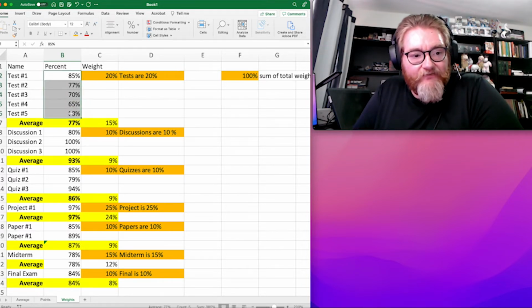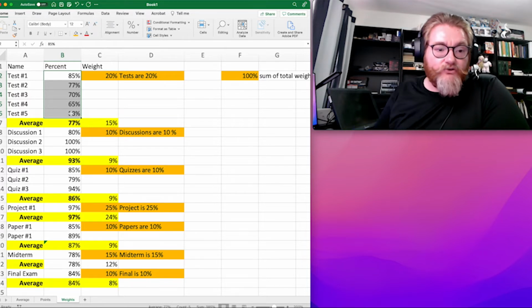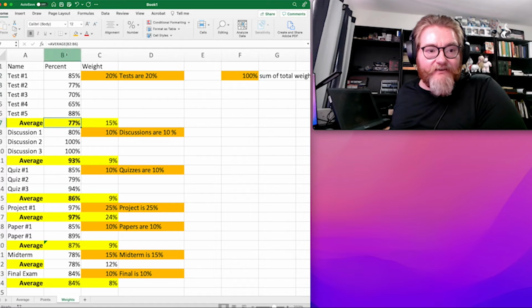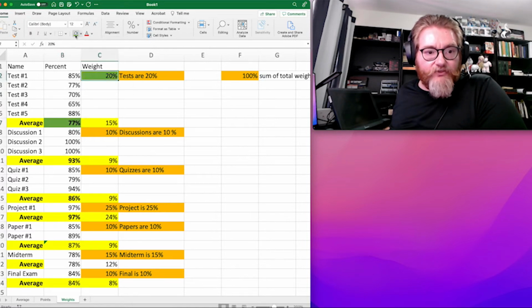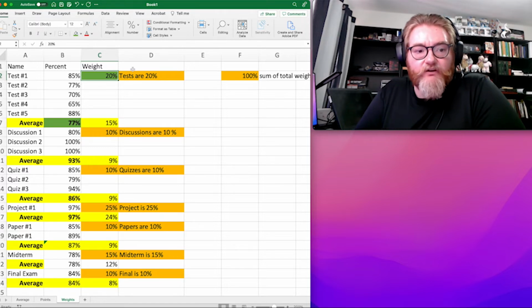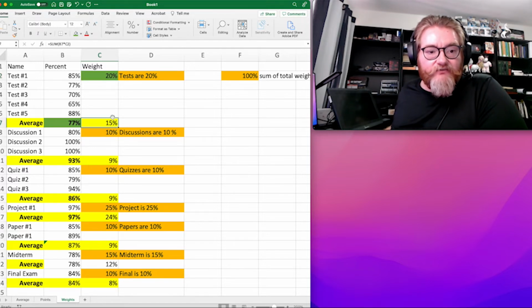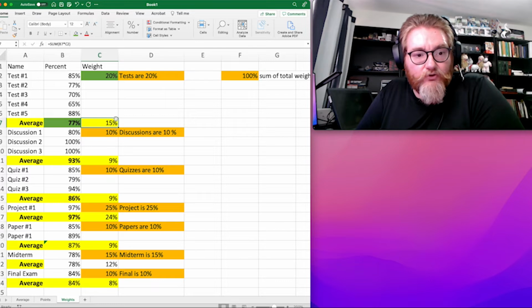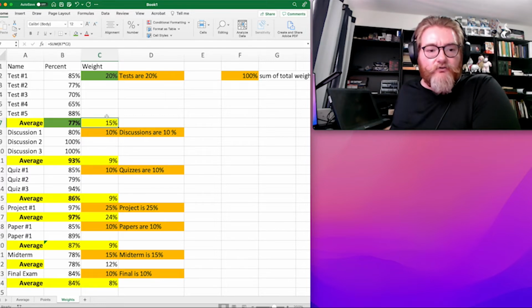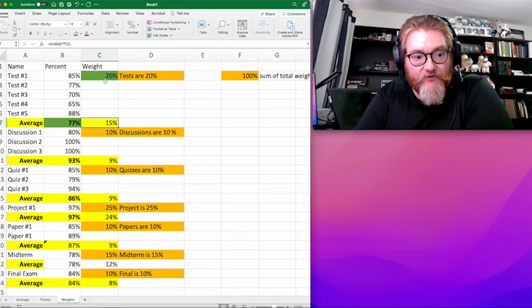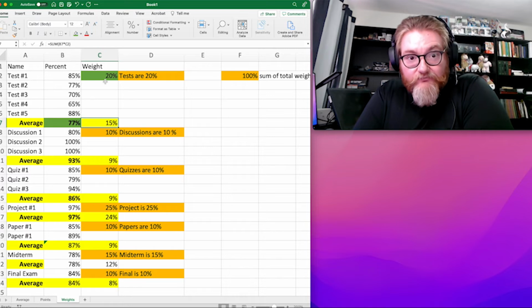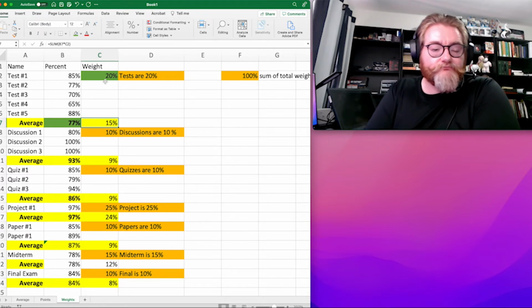So we can see that we have an average in our test of 77%. And what we do is we multiply the average of that area against what the weight is, which gives us 15% total. Well, we know out of the 20 possible percent, or the 20 points that we could get from tests, we have 15 of those points. And that's all we're going to get.